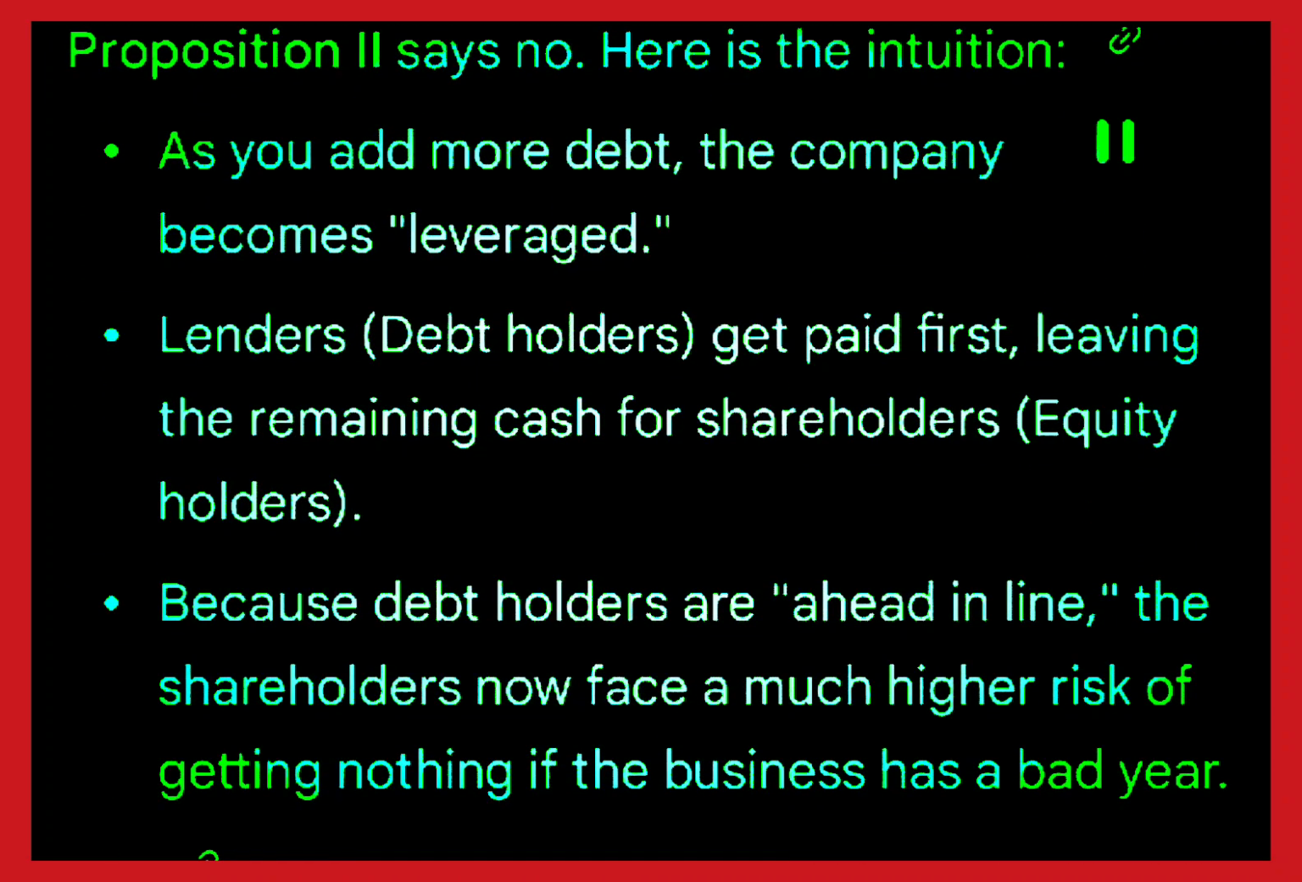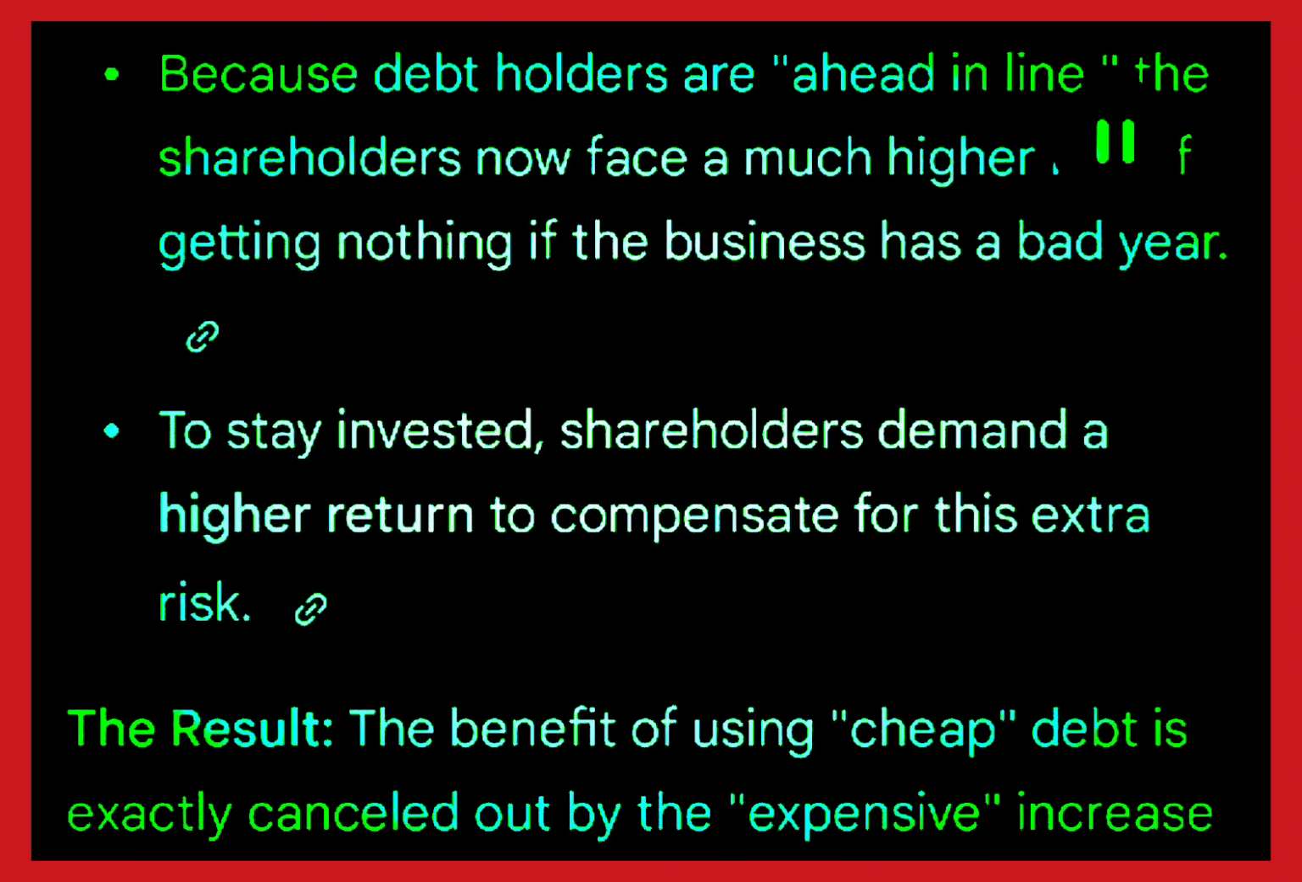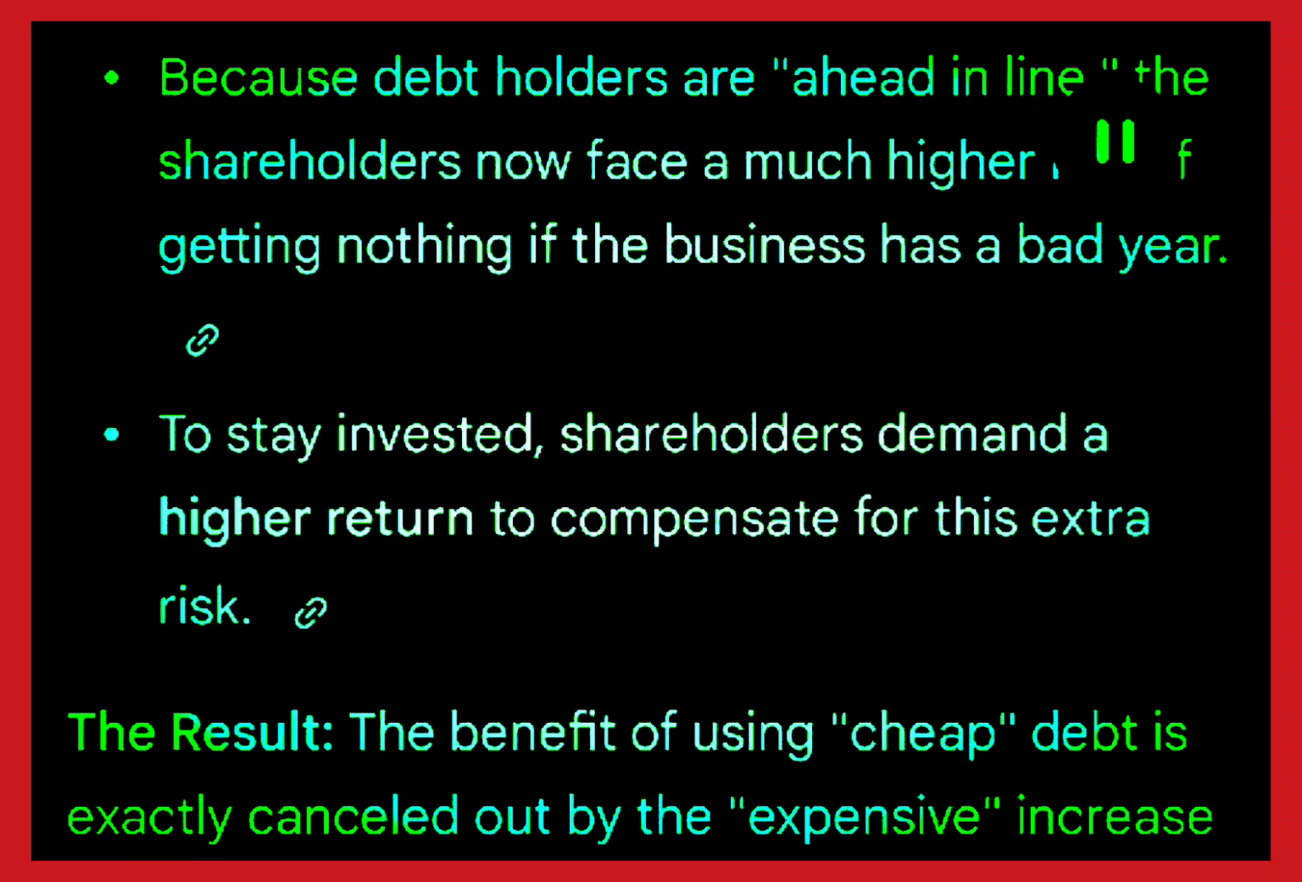As you add more debt, the company becomes leveraged. Lenders (debt holders) get paid first, leaving the remaining cash for shareholders (equity holders). Because debt holders are ahead in line, the shareholders now face a much higher risk of getting nothing if the business has a bad year. To stay invested, shareholders demand a higher return to compensate for this extra risk.